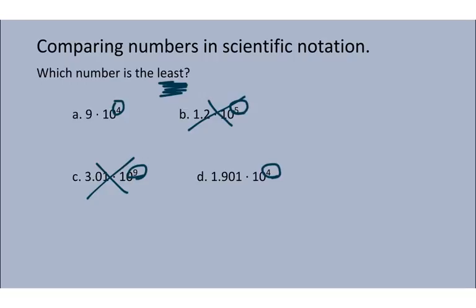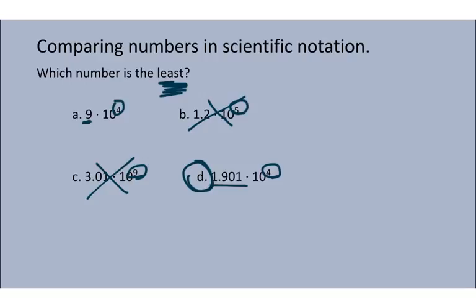But now what do I do? I have 9 times 10 to the fourth power and 1.901 times 10 to the fourth power. Well, if you have two numbers that have the same exponents, that means that you're going to add the same number of places to it, okay? When you do that, you can actually look at your coefficients to determine which one is the smallest. When I look at this, I have 1.901 and I have 9, okay? 1.901 is actually smaller, so that makes it smaller.